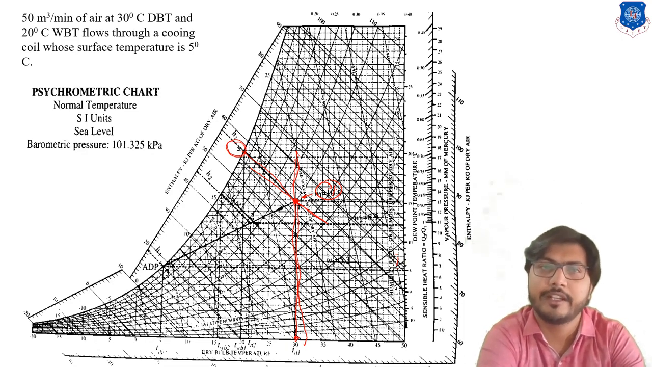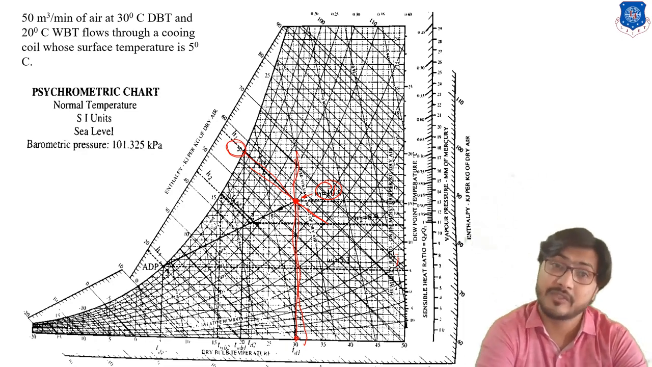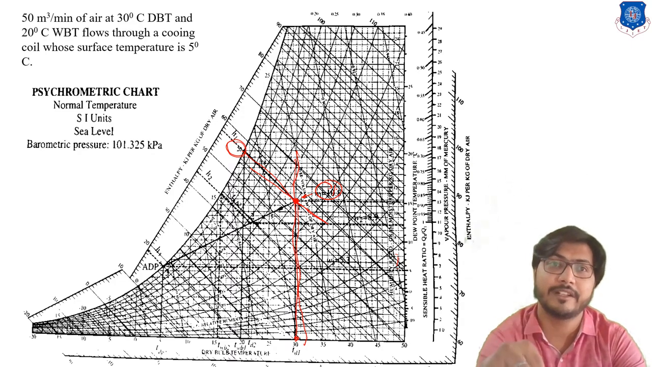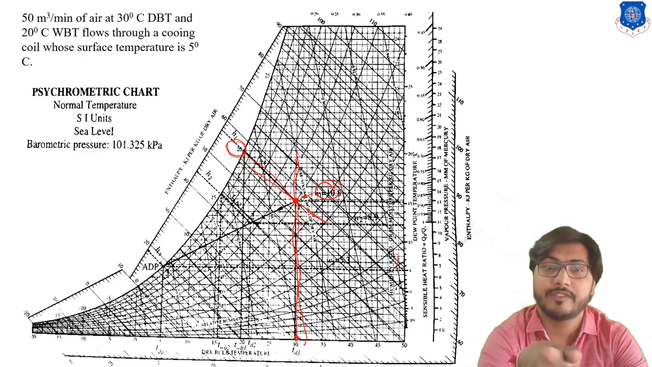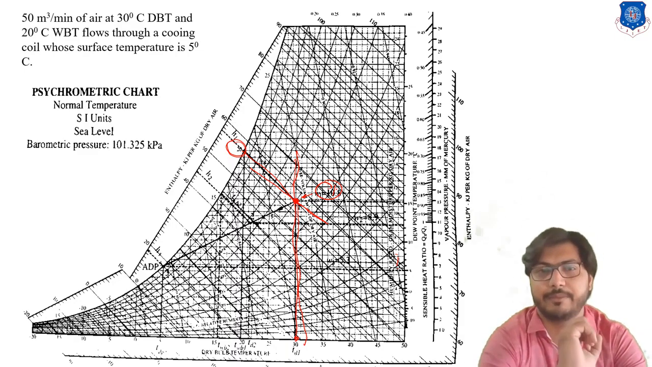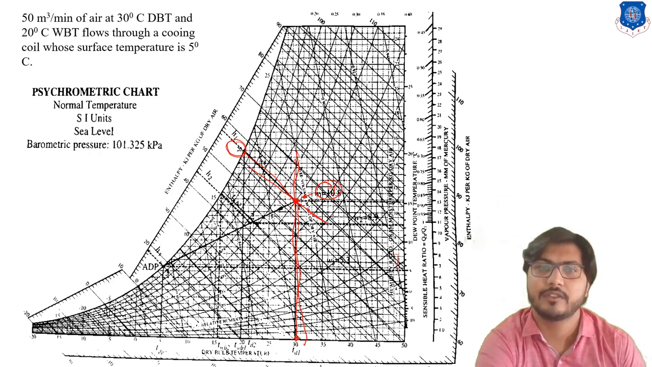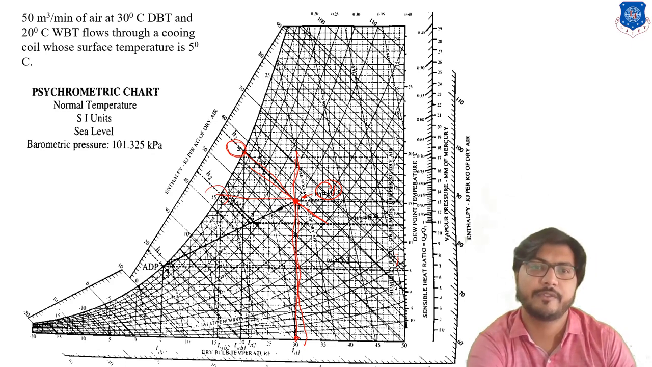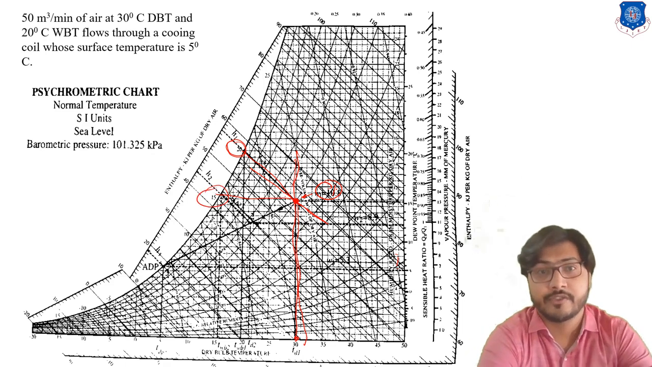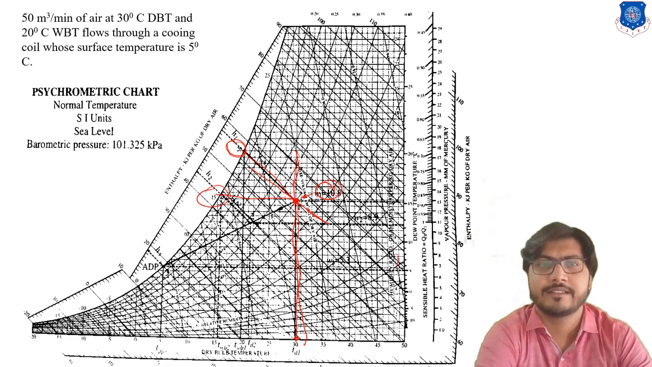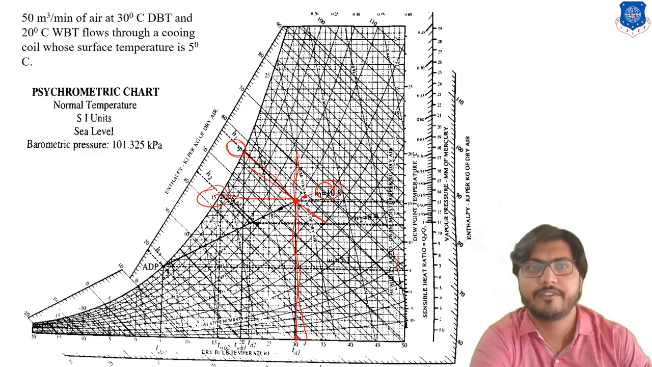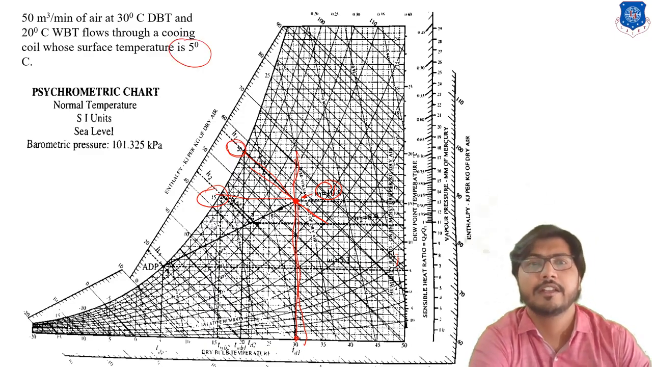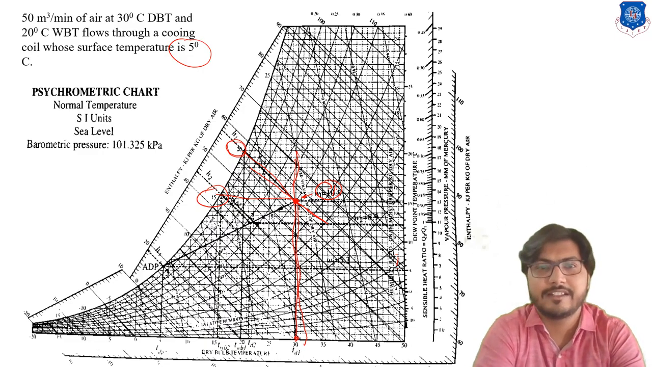Now we check the dew point temperature of entering air, so that we can say the coil temperature is on the saturation line. First we check at point 1 what the dew point temperature is. The dew point temperature line is always a horizontal line. So at point 1 the corresponding dew point temperature is 15 degrees centigrade. So what do we do next? Our coil temperature is 5 degrees, and 5 degrees coil temperature is less than 15 degrees.